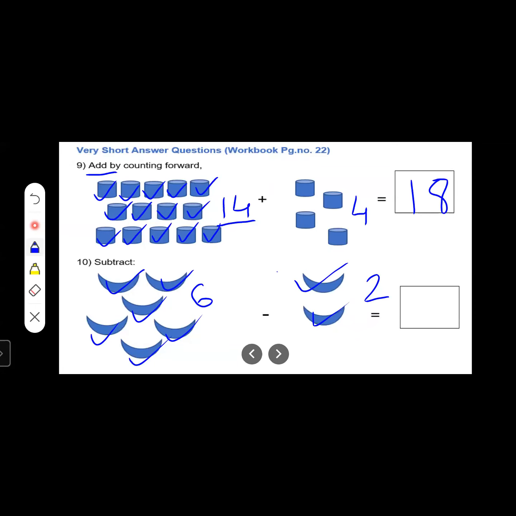So 6 minus 2. For subtraction, what did I tell you? You will count backward. Okay, take 2 in your hand, count before 6. Before 6, which number comes? 5, then 4. So 6 minus 2 is equals to 4. Okay. Understood this sum, everyone? Shall we move ahead?